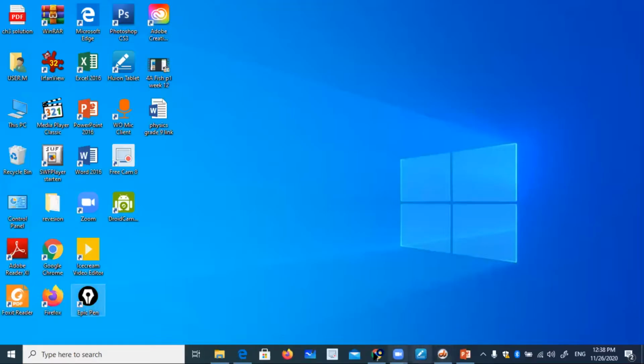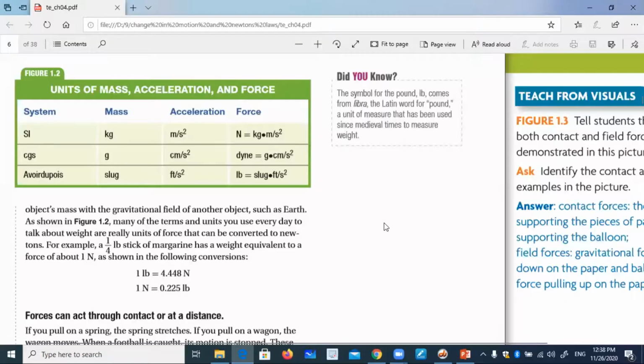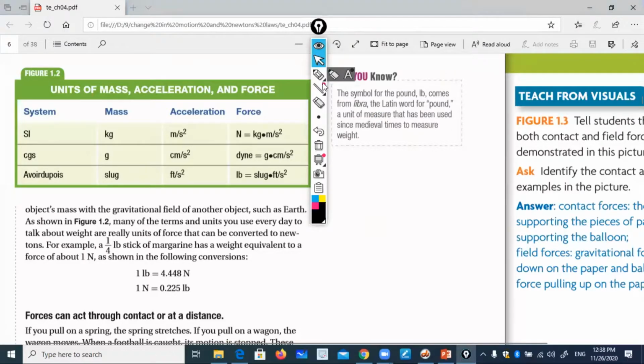If you look at Newton's second law, you can see that here we have the weight equals ma or mg. Here m is the mass, and g is the gravitational acceleration. The mass is in kilograms and the gravitational acceleration is in meters per second squared, as written here. So the unit is kilogram meter per second squared.